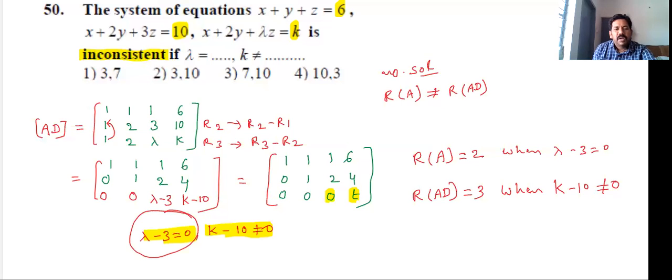So lambda minus 3 is equal to 0, k minus 10 is not equal to 0. So what is the lambda value? 3. K is not equal to 10. If you don't know, see the question given clearly here. Lambda value is 3, k value is not equal to 10. Which option is correct? Second option is correct. Students, are you understood? Please copy this.